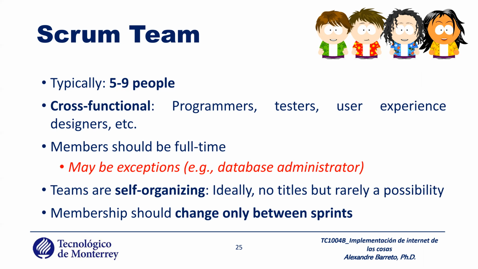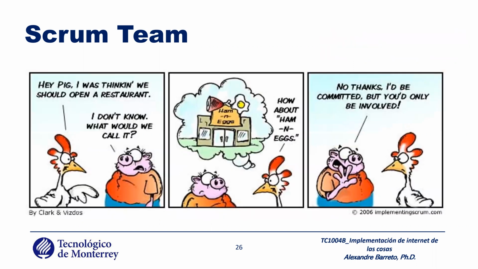There are no titles, if possible. And membership should change only between the sprints. Okay, you start a sprint with a team. You cannot move a person. You cannot change the guys. You cannot insert new guys during the sprint, only in the next sprint.